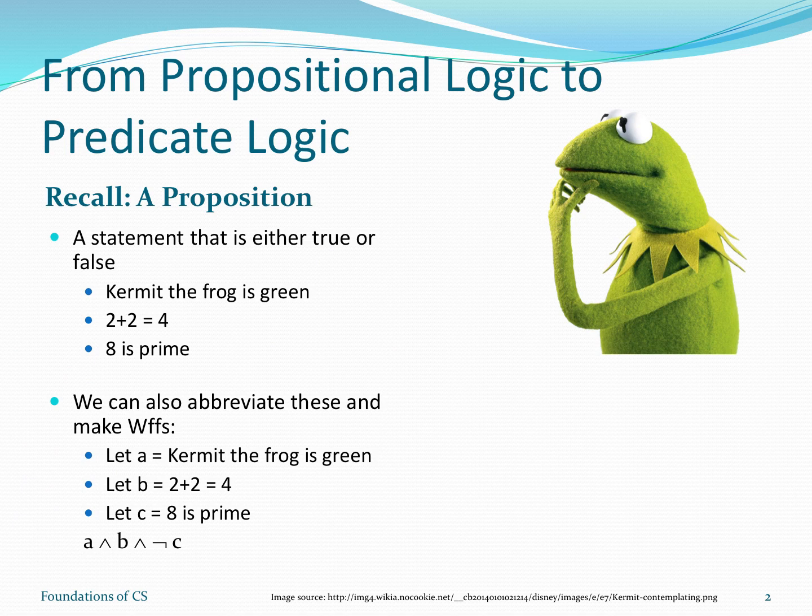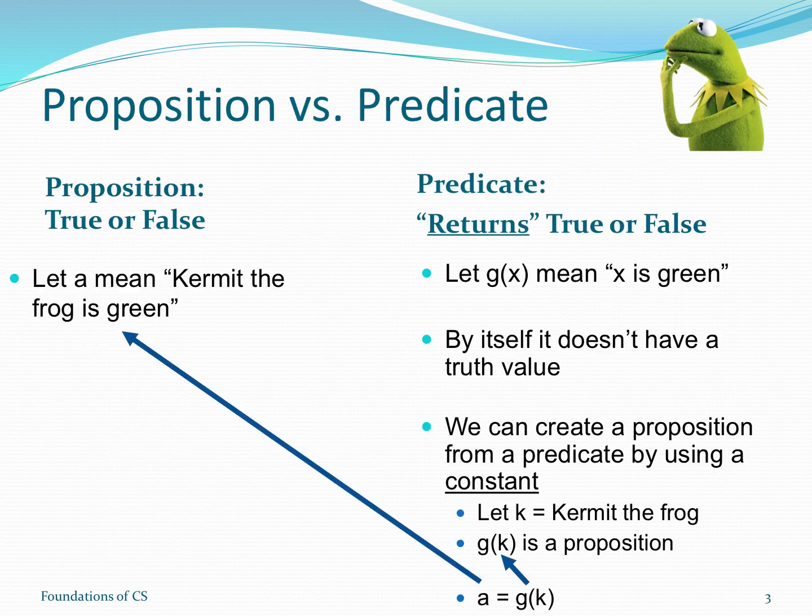So we can abbreviate these propositions as letters, like A is Kermit the Frog is green, B is 2 plus 2 equals 4, again, either true or false. C is the proposition, 8 is prime, and we can form some well-formed formulas, some woofs, by combining these things. So you can think of a proposition sort of like a Boolean variable. It's always true or false, right?